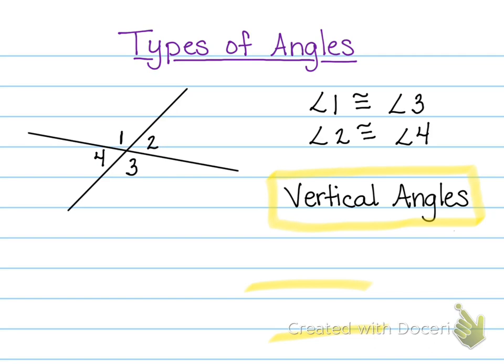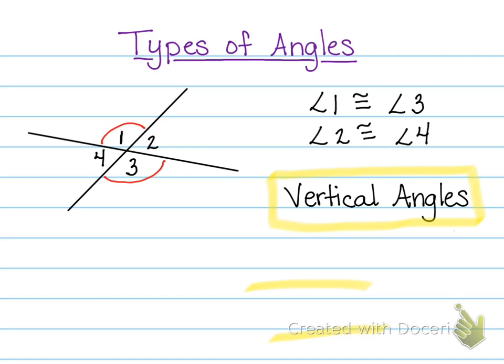Vertical angles are angles that are congruent across from each other. So if we think about angle 1 right here, it is congruent to angle 3. That means they have the same value. So if we know one was 72, then the other one has to be 72.